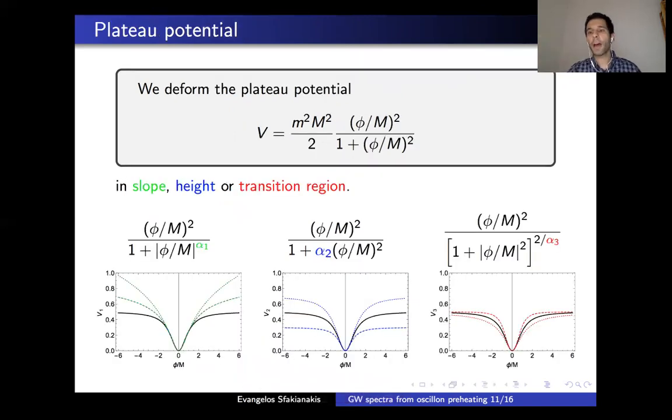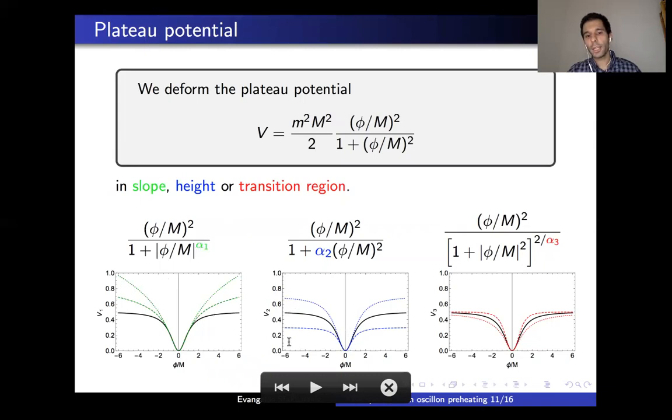Now, the second family of models we looked at was we took a simple plateau potential. Again, at large distances, this goes to 1, right? This goes to a plateau, whereas at small distances, at small field values, this is quadratic. This black potential here, we can change the slope of the potential at large distances by changing this parameter alpha 1.